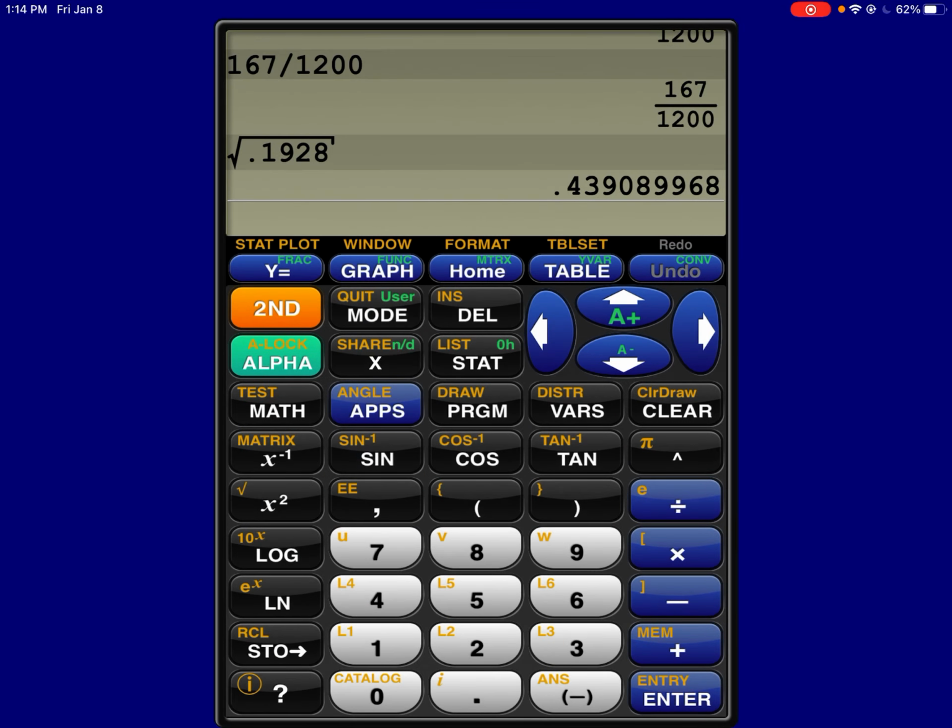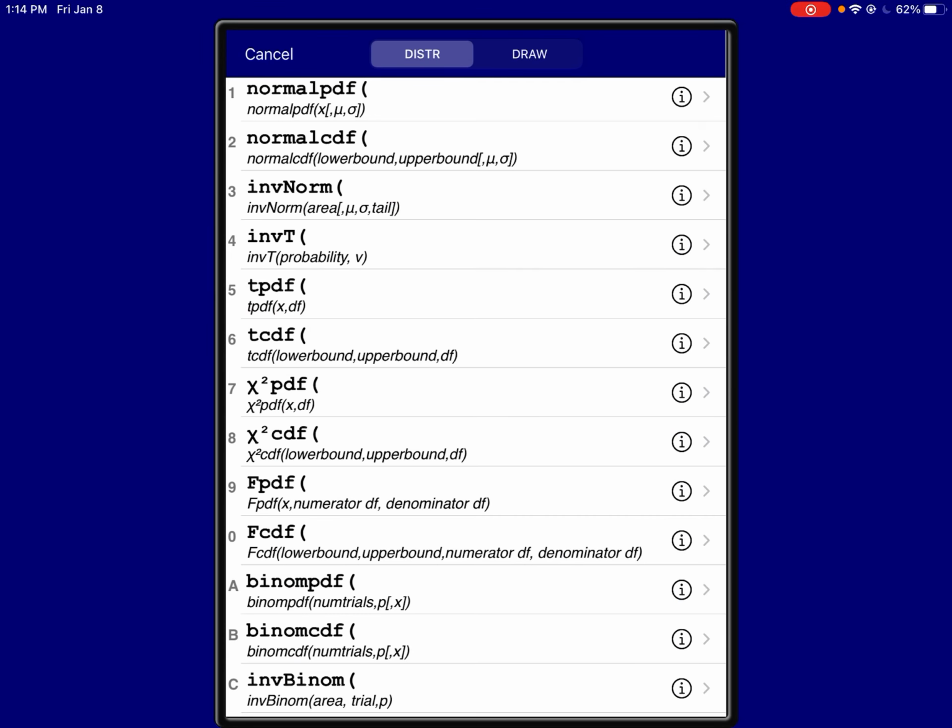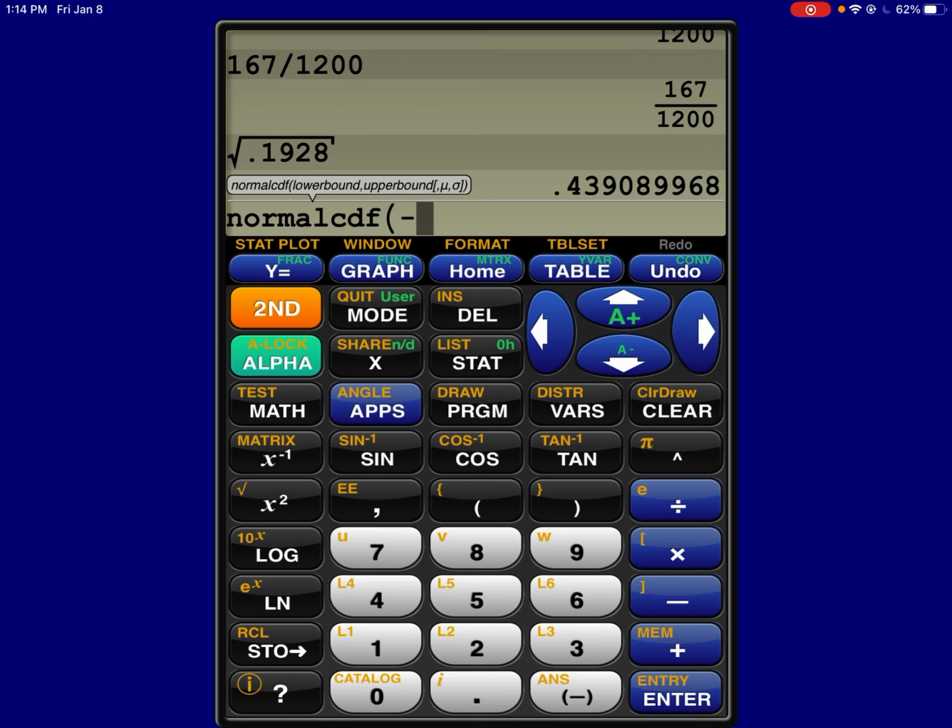Okay, so second, distribution. I'm going to go to norm CDF. I'm going to go with negative 99999, plenty of those, and I'm going up to 25,000, with a mean of 26,250 and a standard deviation of 1414 point, I believe it was.